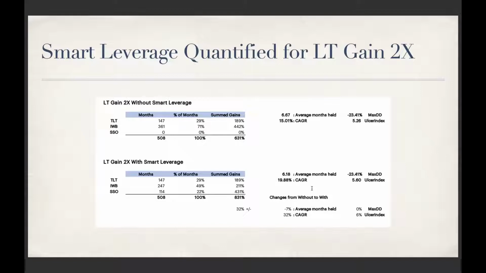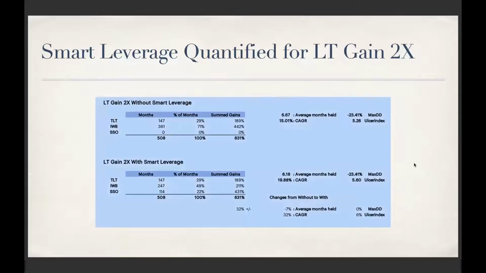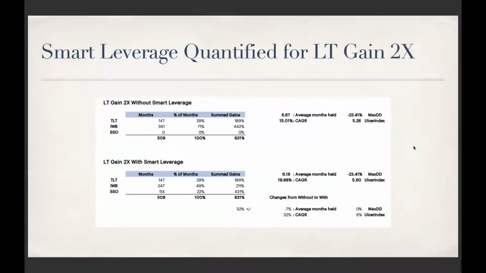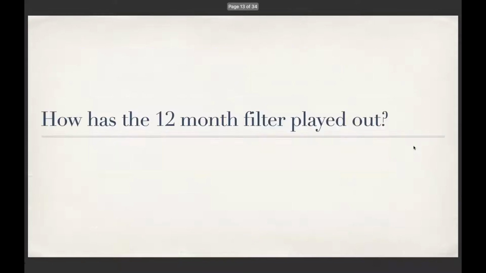You obviously have a higher likelihood of a bigger drawdown with the smart leverage because you could get caught in a drawdown situation while you're leveraged up. But in general, the ulcer index over 42 years only went from 5.26 to 5.6, which is a 6% increase. So the big numbers I look at: 0% change in max drawdown, 32% better CAGR, and only a 6% worse ulcer index. I mean, that's good numbers in my opinion for adding the smart leverage in.